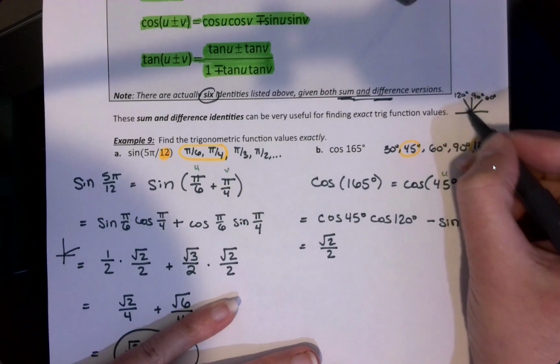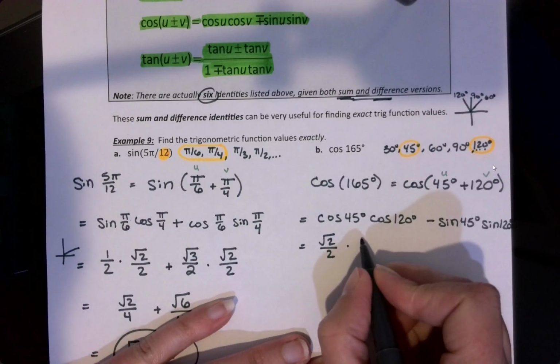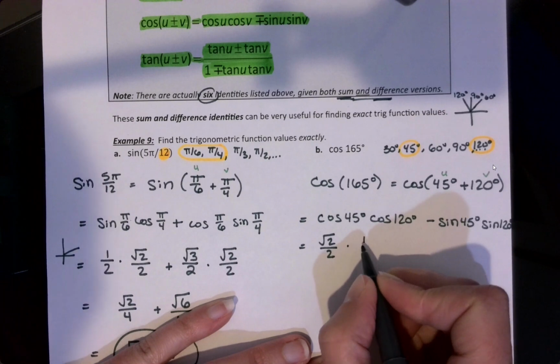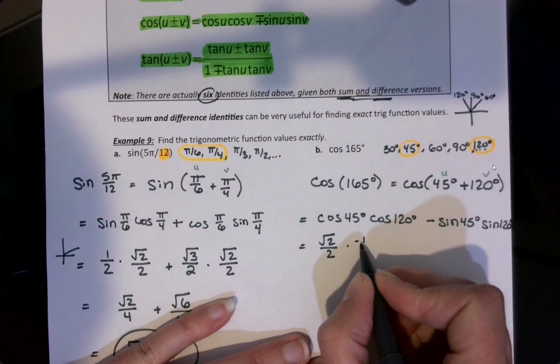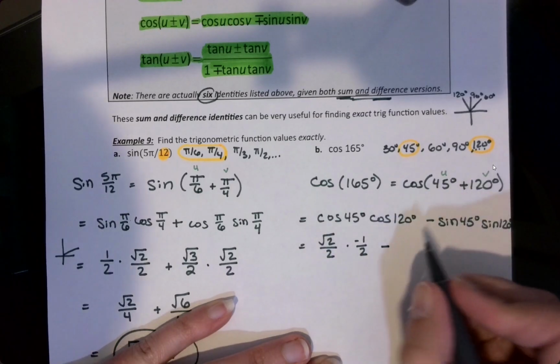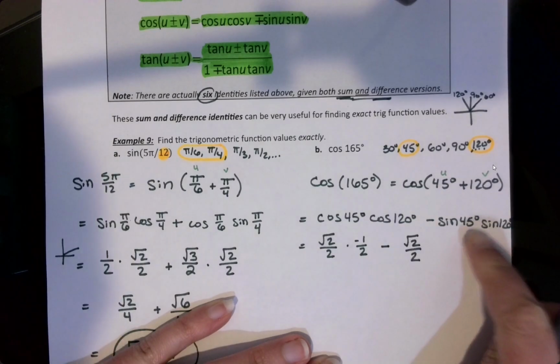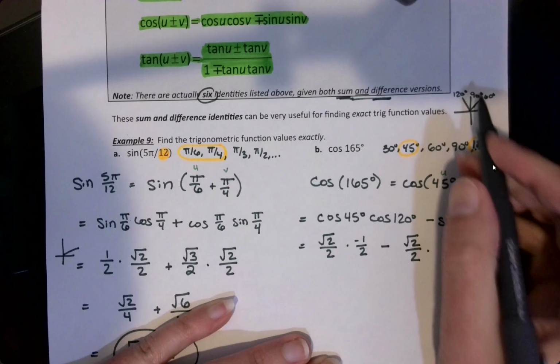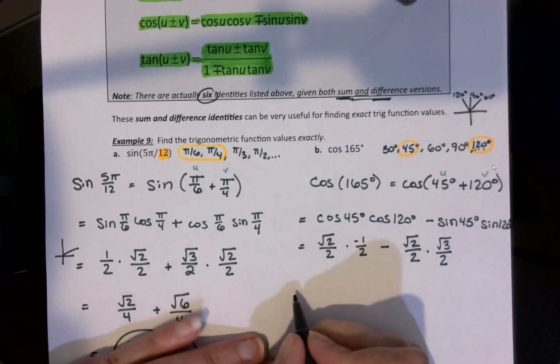So here I've got a negative square root of 2 over 4 minus a square root of 6 over 4. So we end up with negative square root of 2 minus square root of 6 over 4. Or negative square root of 2 plus square root of 6 over 4, just another way of writing it. So it's the same number as we had over here, actually. It's just going to be negative.